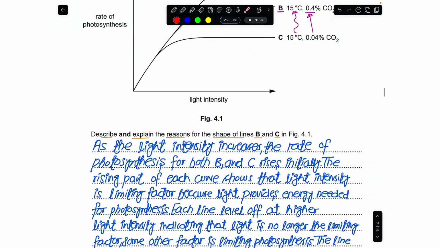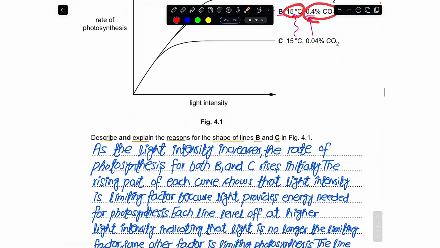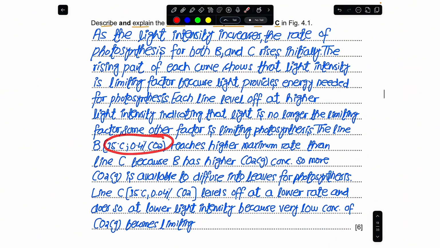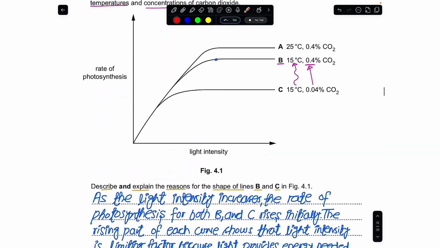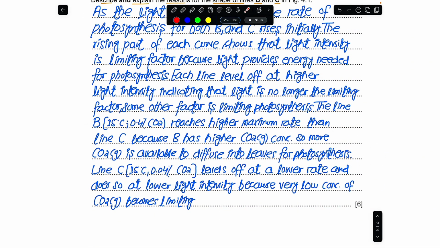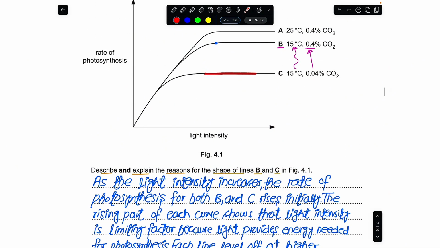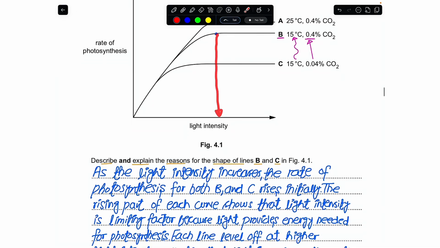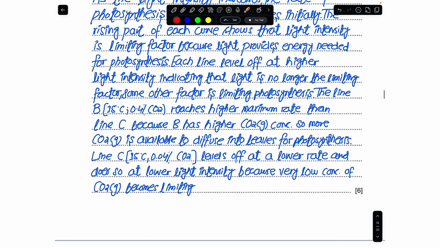If I talk about line B, where the temperature and the carbon dioxide are as I have written in the brackets here, we reach a higher maximum photosynthetic rate than C. The reason is that B, compared to C, has a higher carbon dioxide concentration, so more CO2 would be able to diffuse into the leaves for photosynthesis. The line C levels off earlier, but for B, the leveling off of the rate of photosynthesis is at a higher light intensity. So this is a description point.